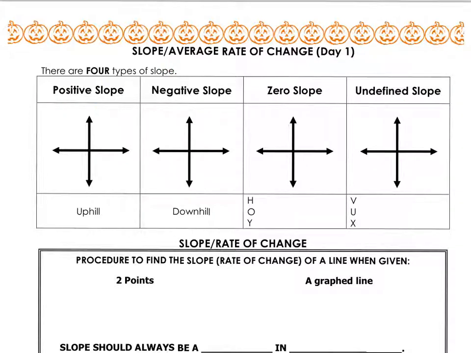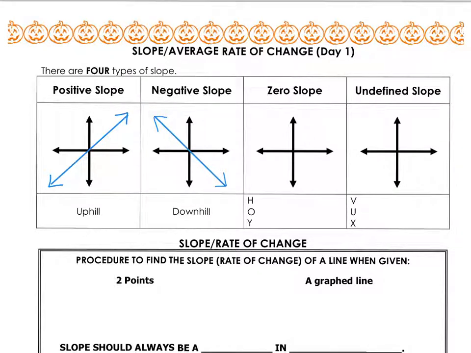So a positive slope is like going uphill, so the line will look something like this. So you can see how it's going uphill, it's positive. A negative slope then would mean that it's going the opposite, it's going downhill, so it might look like this. So we can see that it's going down.